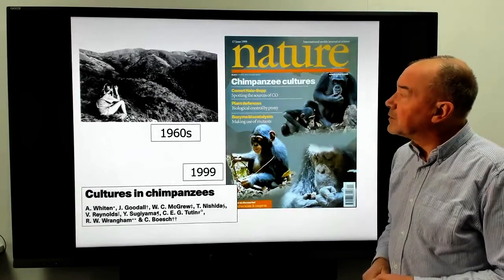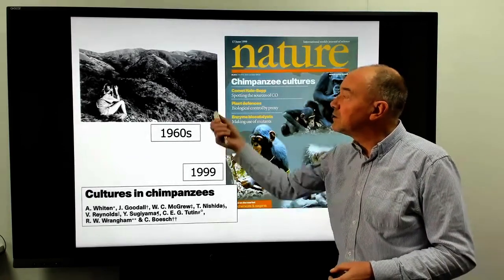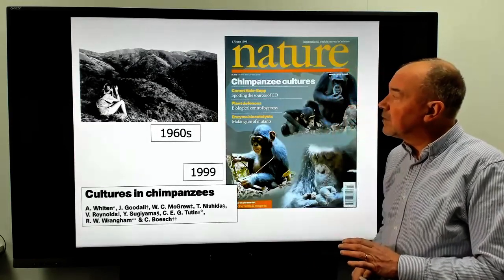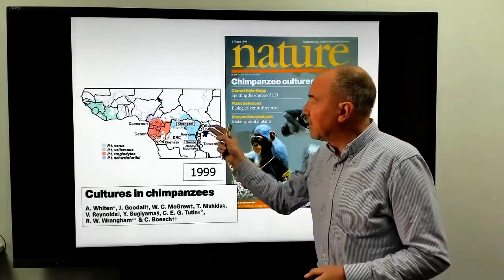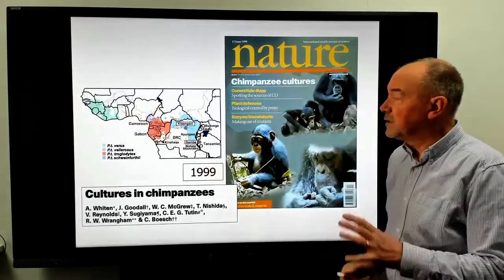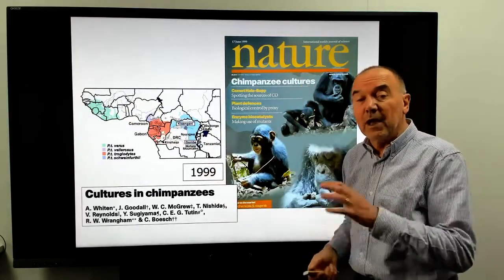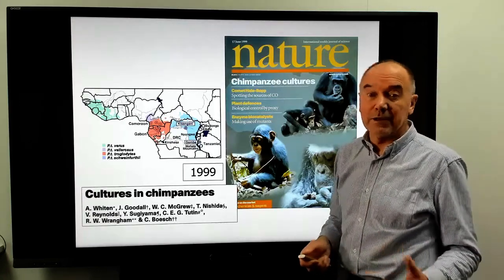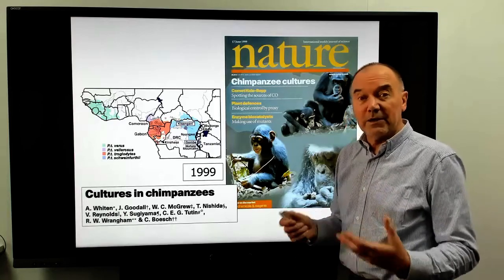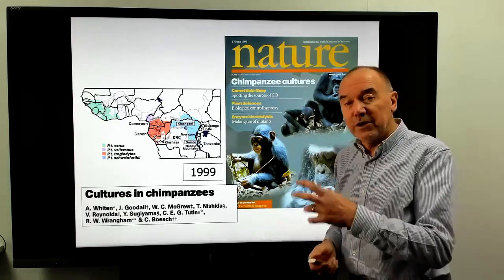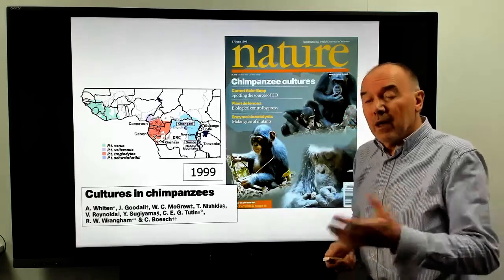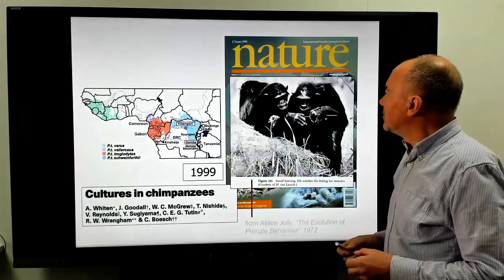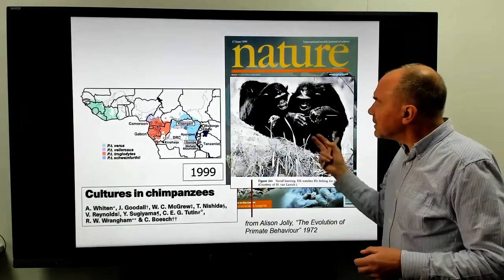This whole process, of course, started decades before. Here's Jane Goodall in the Gombe Stream Reserve, and her studies were followed then by others following chimpanzees across different regions of Africa. And what started to emerge was that chimpanzees in different regions behave sometimes in different ways, as of course do people, and in the case of people that's typically attributed to differences in culture.